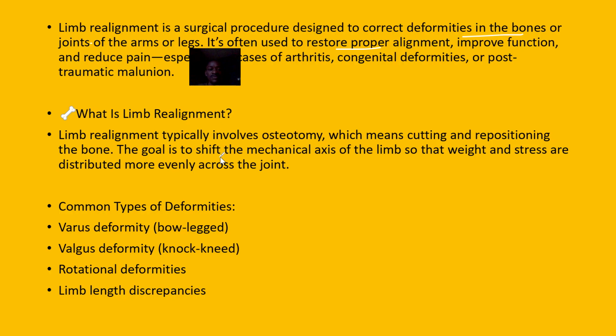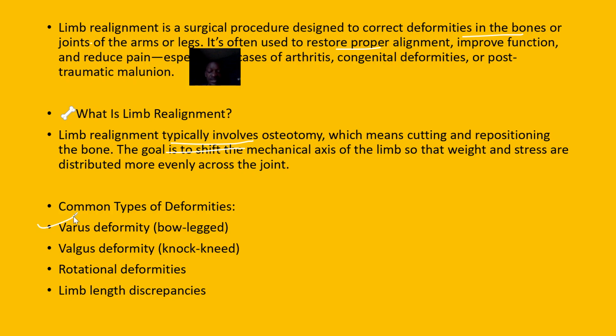So what is limb realignment? It typically involves osteotomy. So you are trying to cut and reposition the bone. The goal is you are trying to shift the mechanical axis of the limb so that the weight and stress are distributed all across it. Do you understand?